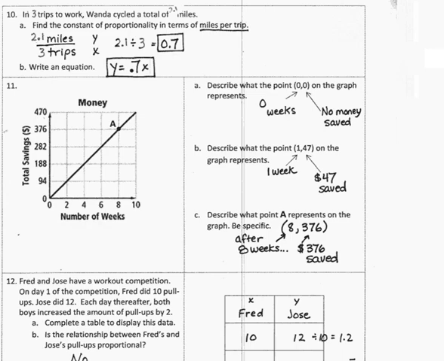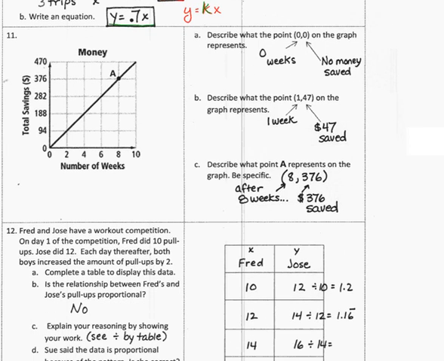3 trips to work, 2.1 miles, miles per trip. Remember that the first item is the top of the fraction, which is the y value. So we have 2.1 over 3. Divided, that gives you your constant of proportionality, or your miles per trip. Then the equation, remember, is going to be in the form of y equals kx, and you replace k with the unit rate. So we have y equals 0.7x.